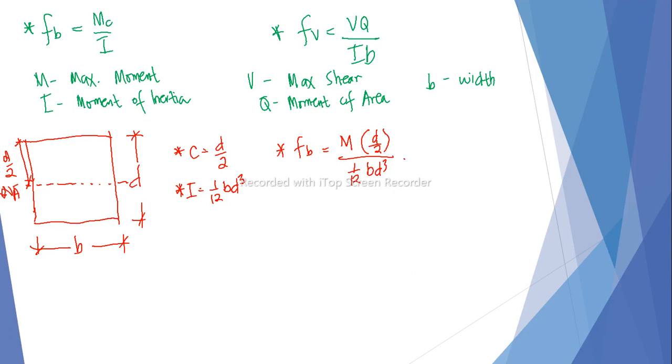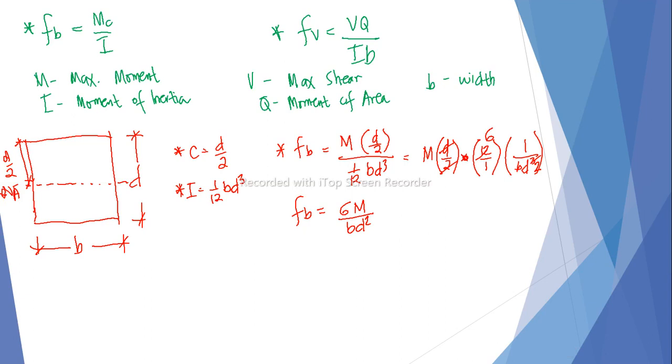We multiply the numerator by the reciprocal of the denominator. We have the numerator M times D over 2, times the reciprocal of the denominator, so 12 over 1 times 1 over BD cubed. To make it faster, 12 divided by 2 gives 6, and D cancels. The D below now has a square. So we have FB is equal to 6M over BD squared.